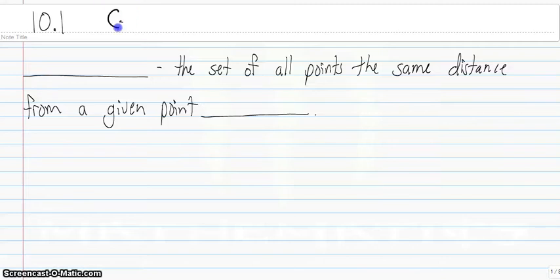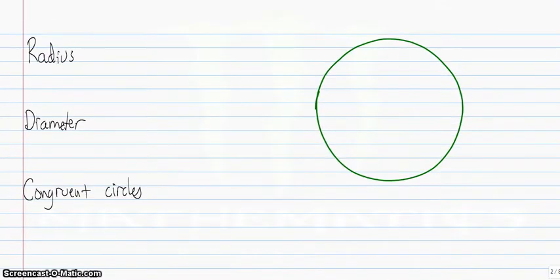This is section 10.1 and it is on circles. The definition of a circle is that it's the set of all points the same distance from a given point in a plane. If we didn't have that little part of the definition added on there at the end, then it wouldn't have to be in the plane, which would mean instead of a circle, we'd be talking about a sphere.